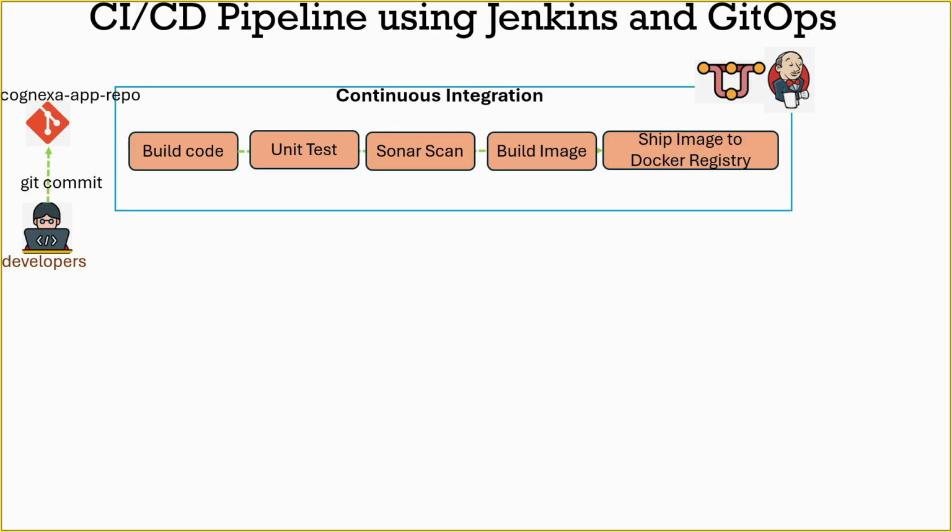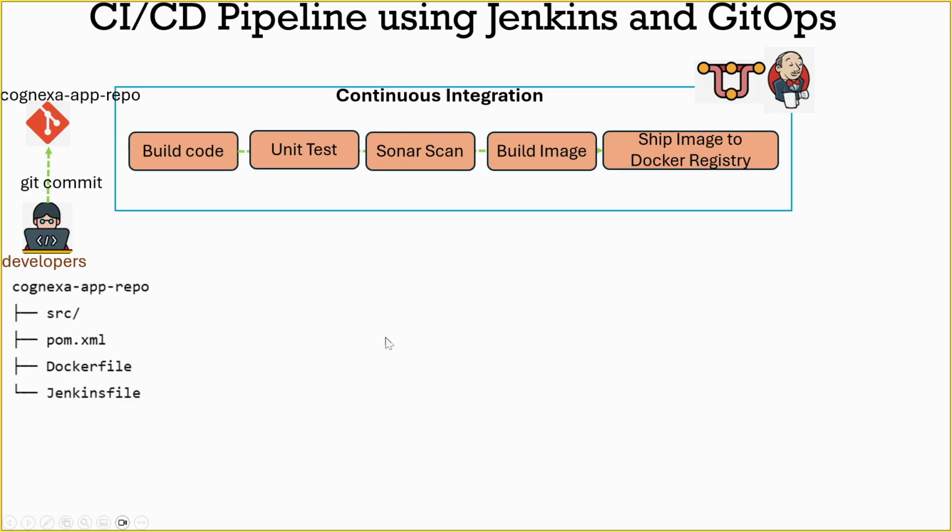Let's understand the flow. For the application source code, we have an application repository. The developer commits code changes to the application Git repository. For example, in the Cognexa project, let's assume we have a Spring Boot microservice application and its repository is called Cognexa app repo. This repository contains the application source code and supporting files such as pom.xml, Dockerfile, Jenkinsfile, etc. Whenever a developer commits code and raises a pull request, the Jenkins multi-branch pipeline is automatically triggered.